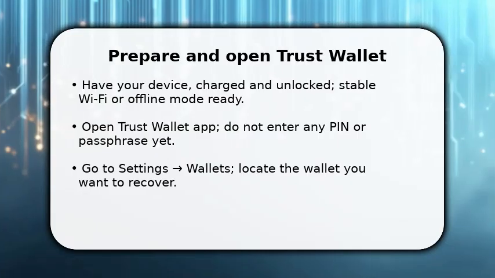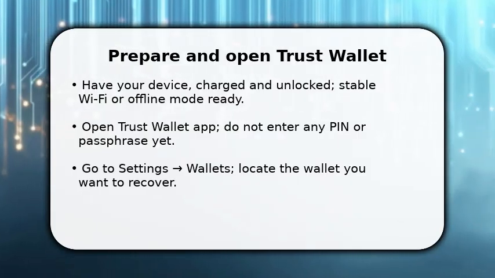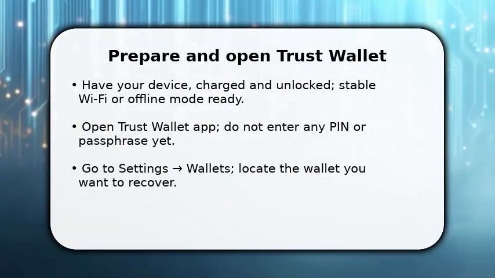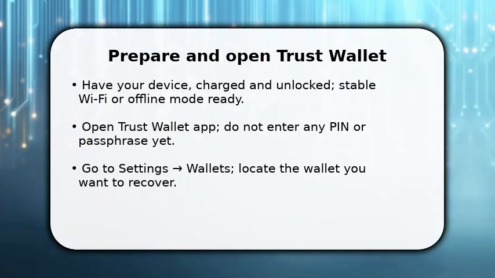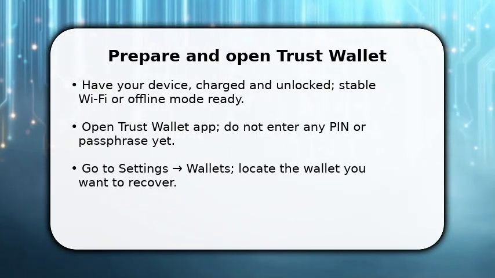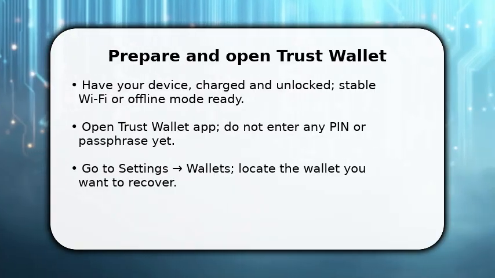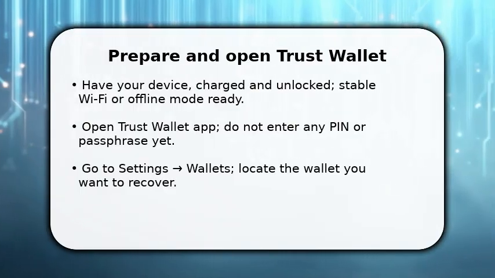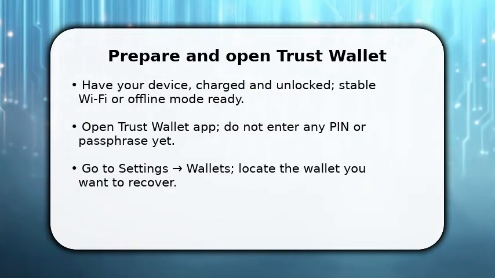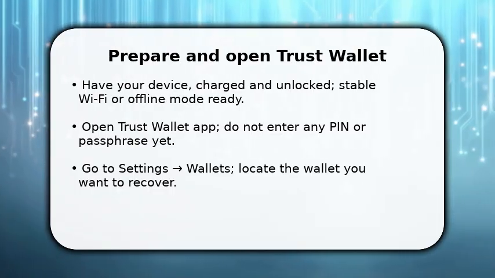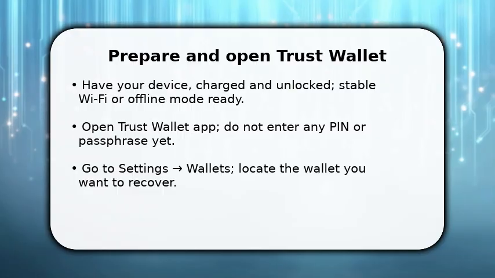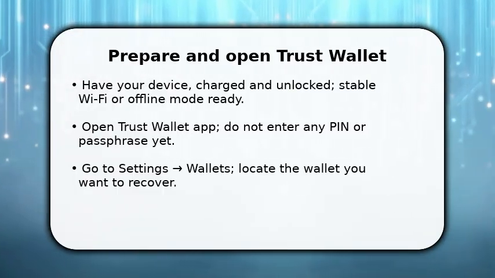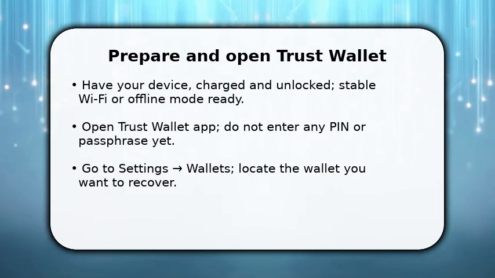You start by confirming prerequisites: a charged phone, stable connection, and privacy. Open Trust Wallet and go straight to Settings, then Wallets. You want to locate the specific wallet entry before touching recovery functions because selecting the wrong wallet can confuse the next steps. Once you've found the wallet, tap the three dots or gear icon to reveal wallet options. Make sure you do not input random phrases. This ensures you are ready to access recovery tools safely and deliberately.